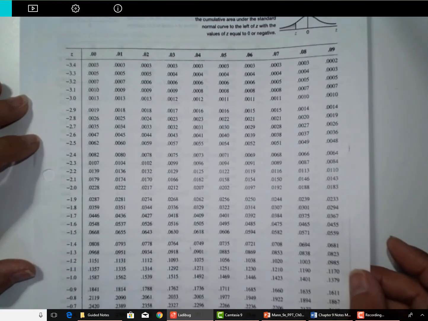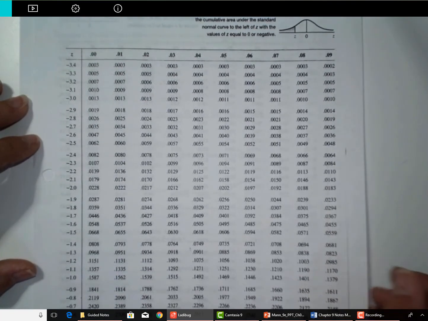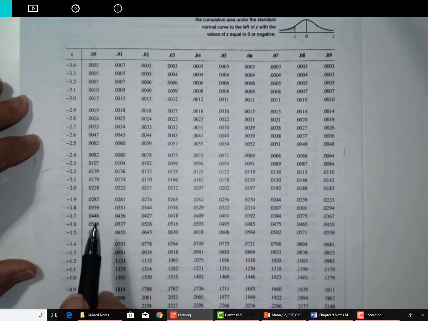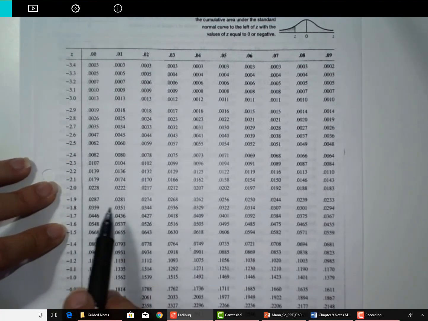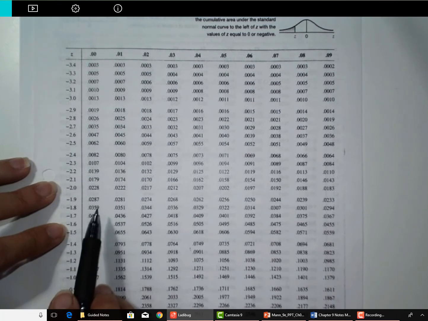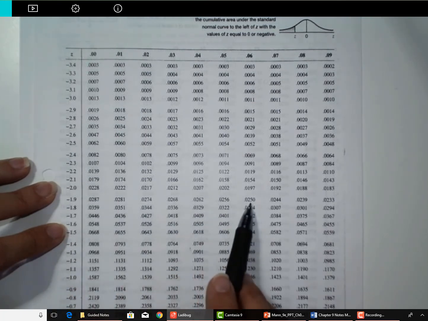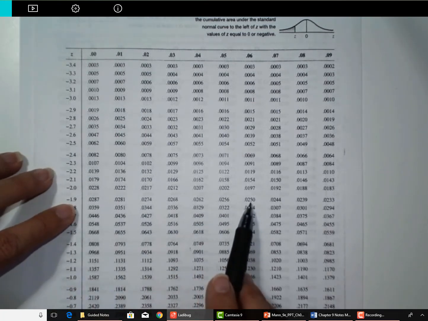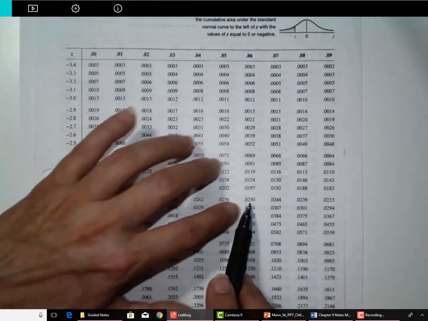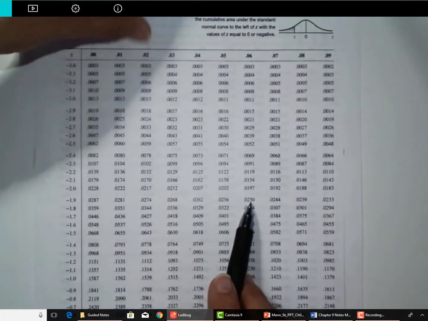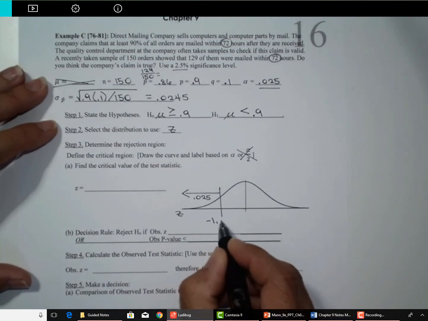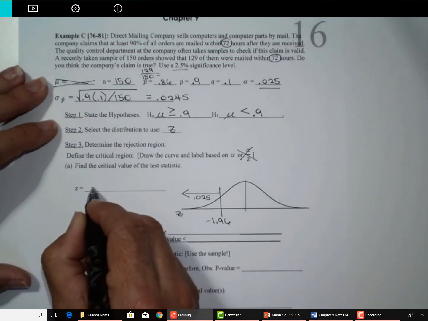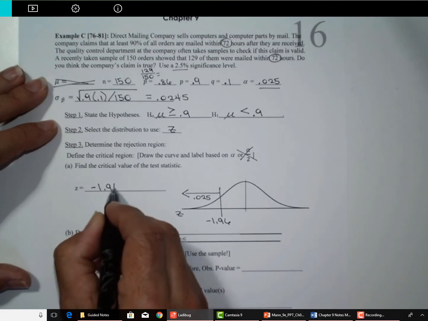We're always going to use the negative when we're looking these up because we're looking for the area in the tail. Even if it's in the positive tail, I'll look it up on the negative side and take the positive value for Z, okay? So I'm going to say 0.025. I found it. There it is. It's associated with a Z value of negative 1.96. And I'm on the negative side of my curve, so I need negative 1.96. So that's what my Z is.